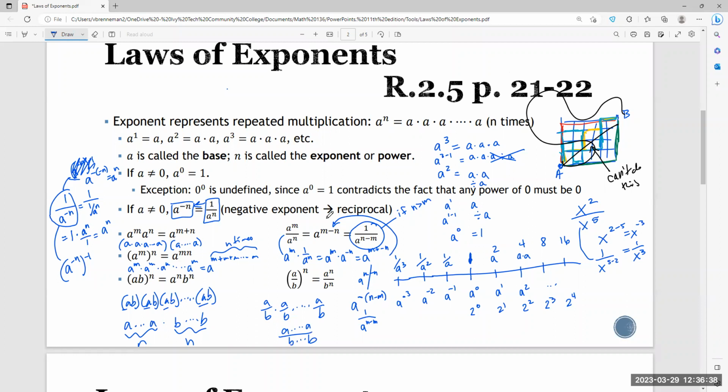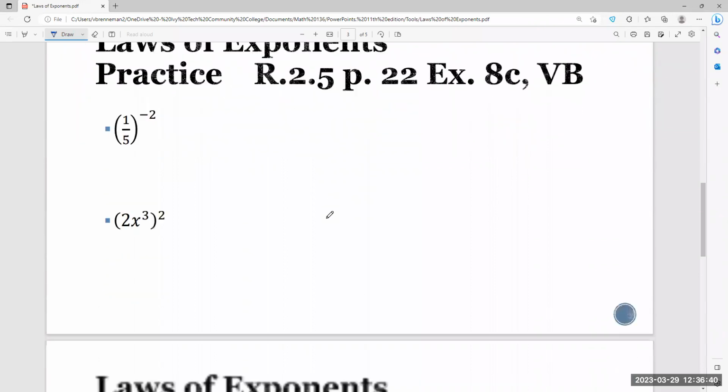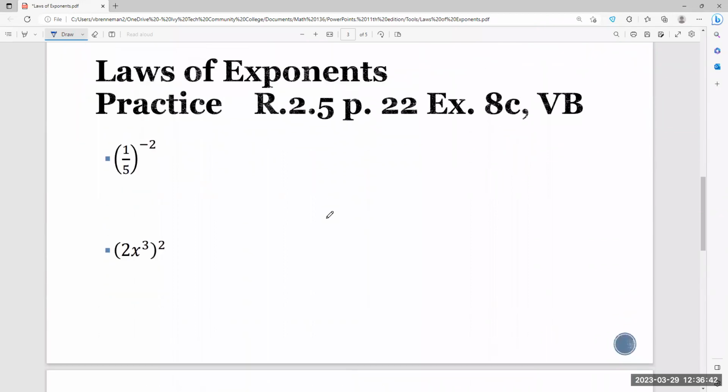Right, so those are the laws. We're just going to look at a few examples of using these. So (1/5) to the -2 power. A couple different ways I can approach this.